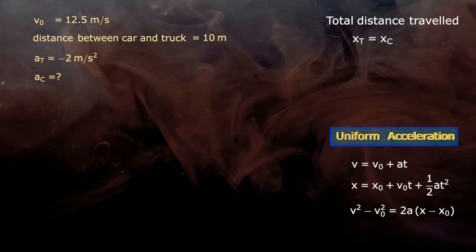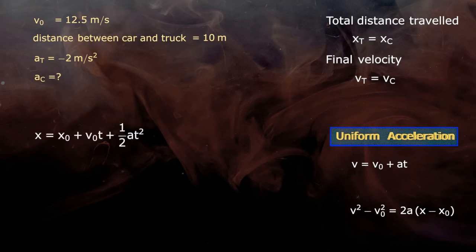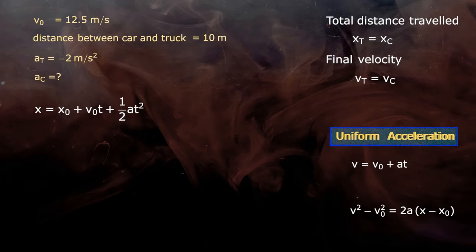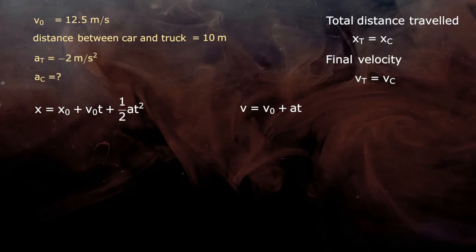Also, the car driver applies his brakes 2 seconds later. So he will have to decelerate at a faster rate. But still, at some point near the final position, the velocity of both vehicles will be the same, as the car cannot jump over the truck. So the final velocities of both vehicles, Vt and Vc, are equal. So let's use the equation of distance x and any one equation containing final velocity v.